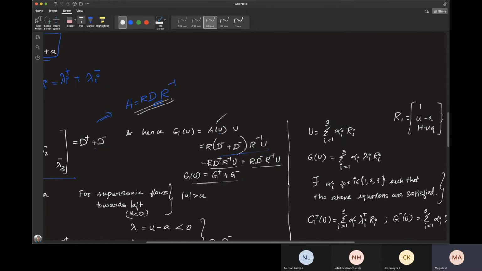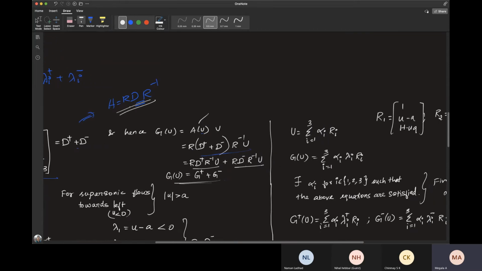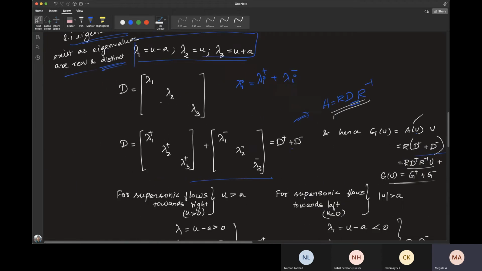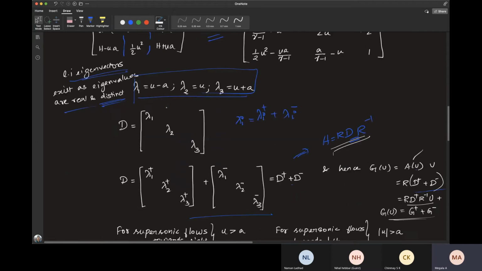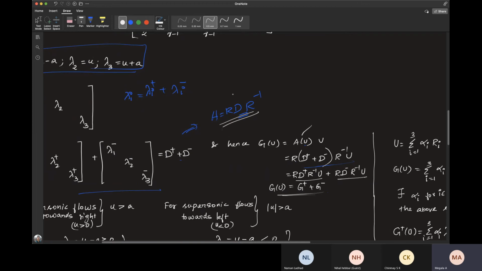This requires so much of matrix multiplications, right? We first need to find D from A, and then we need to find R and R inverse as well. Then, after splitting D as D plus and D minus, we need to split A as A plus and A minus. Then we need to split G as G plus and G minus. Then again we need to combine them all, and here we require so much of multiplication. After finding D plus and D minus, we need to do this multiplication to find G plus and G minus. This requires too much of computational power.